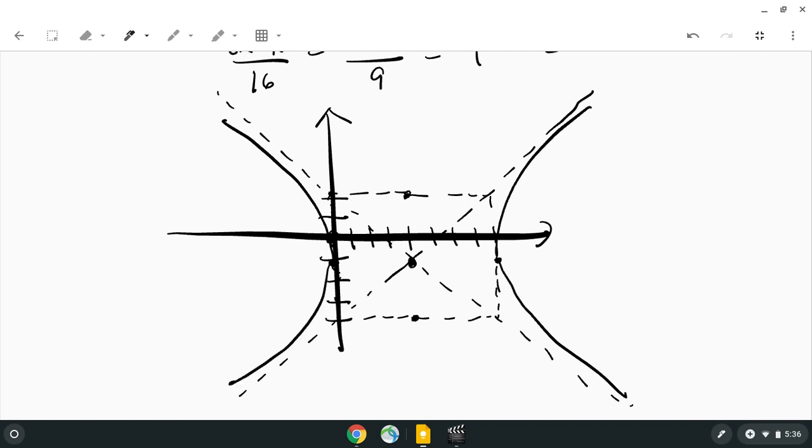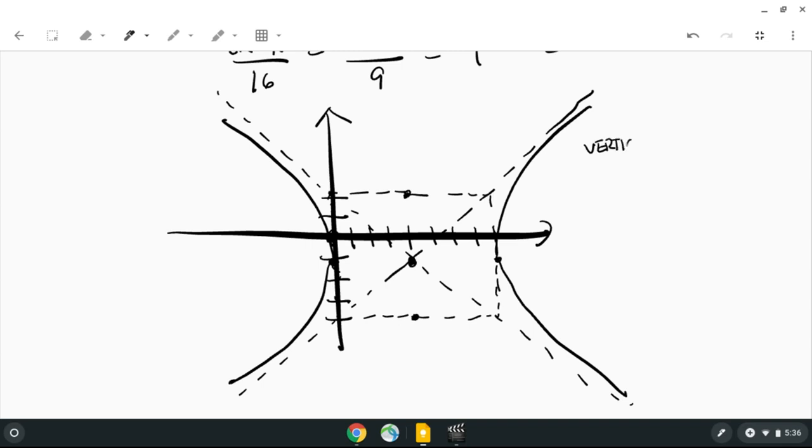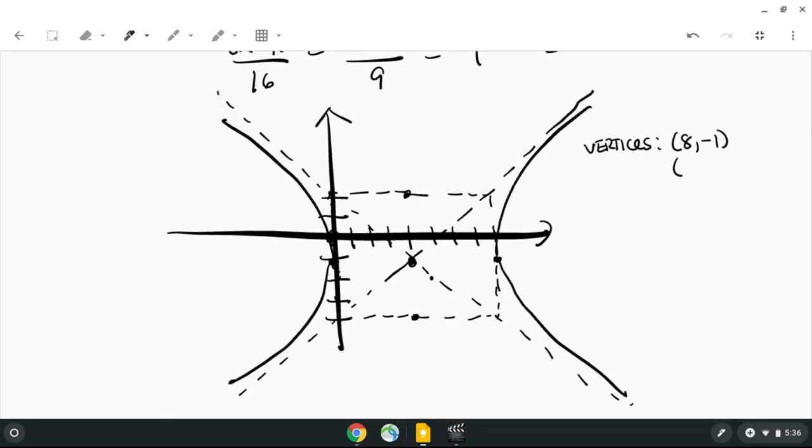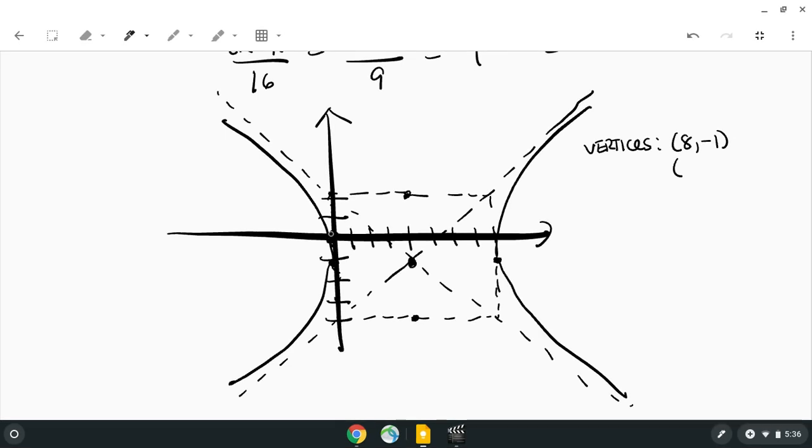Okay, and let's just label everything. So I can see here that my vertices are going to be, what is this one? This one over here is 1, 2, 3, 4, 5, 6, 7, 8, -1. And this one over here is at 0, -1.